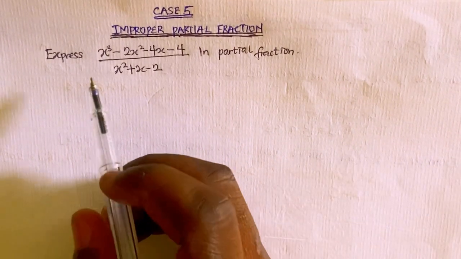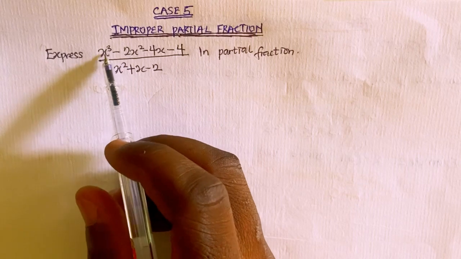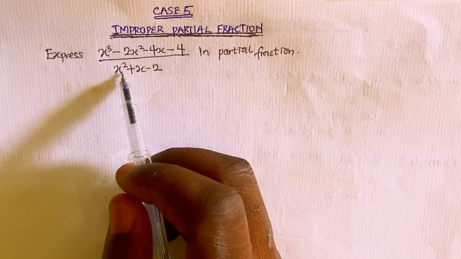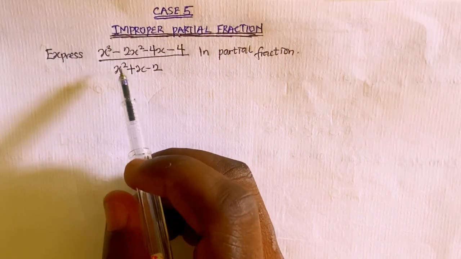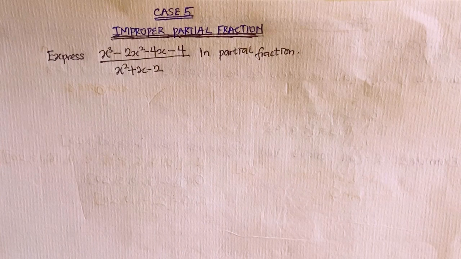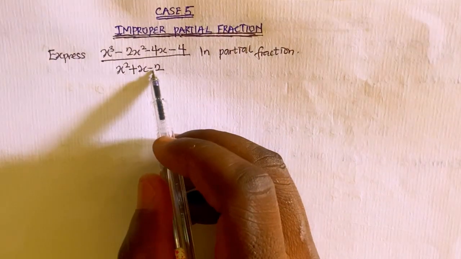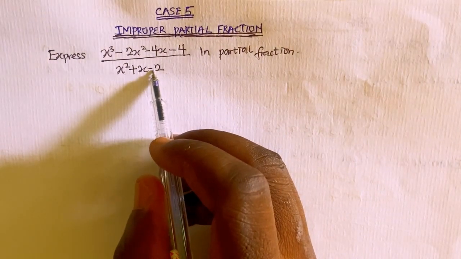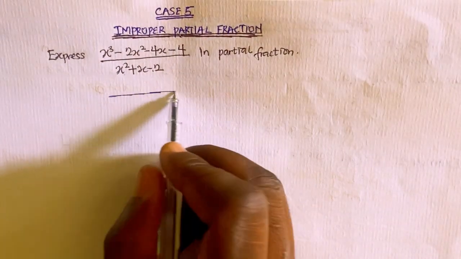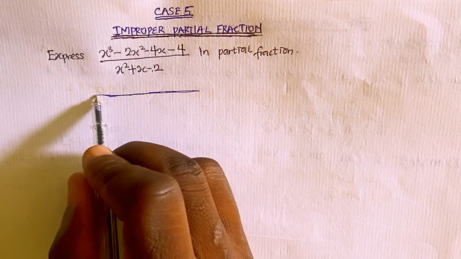If you check this case very well, the power of x at the numerator is greater than the power of x at the denominator. So in this case, this is an improper fraction. What you are going to do is perform a long division. So performing a long division, we have to set our table here like this. You have to have something like this.